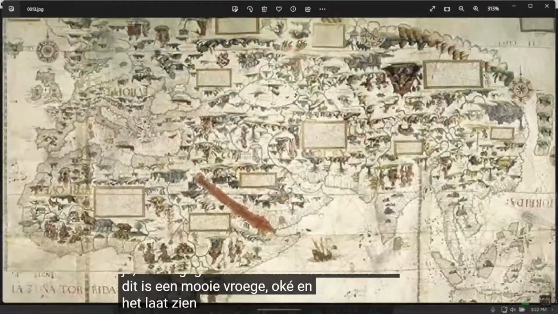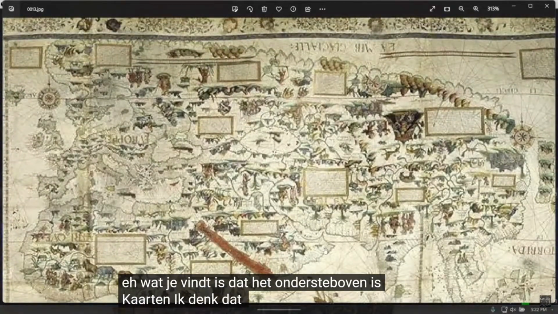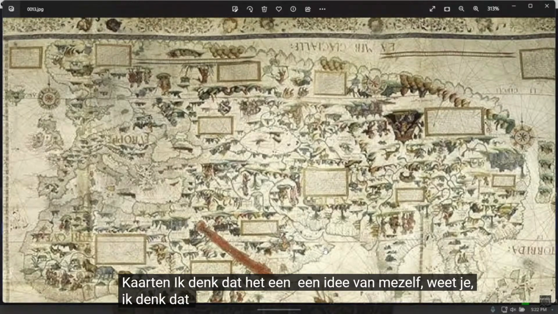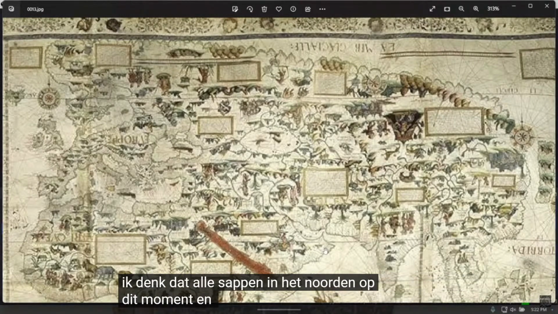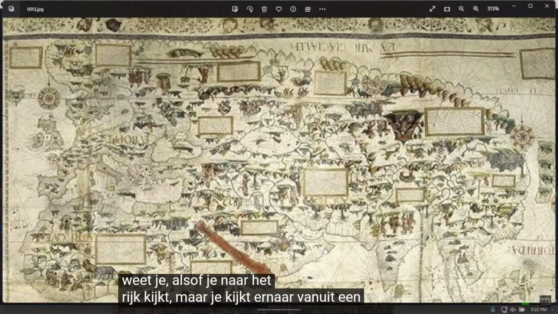Okay, and what you find is it's upside down maps. I think it's a clue myself. I think all the juice is in the north at this time, and you get a predominantly, like, you're looking at the realm, but you're looking at it from a North Pole perspective.